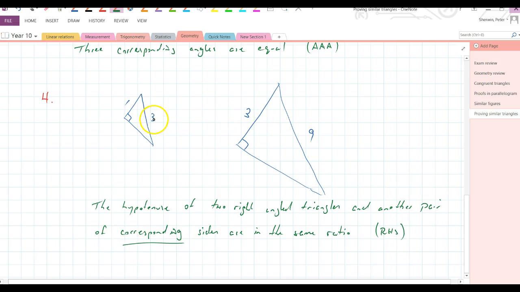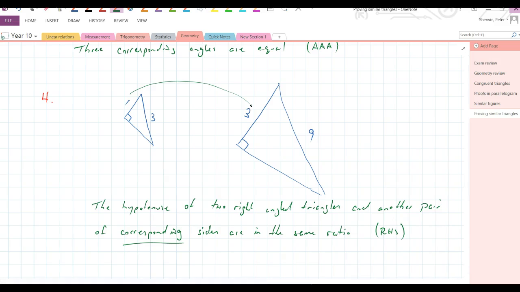Now this word corresponding is so important. If this was 3 to 9, and then this one was 1 to 3 there, well, they're not corresponding sides, so that wouldn't work. It's because they're corresponding, that is in the corresponding position to that. Okay, so they're the four proofs that we can fall back on and use.